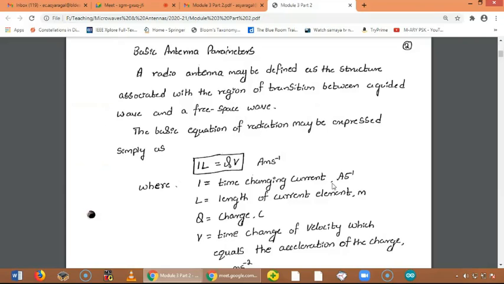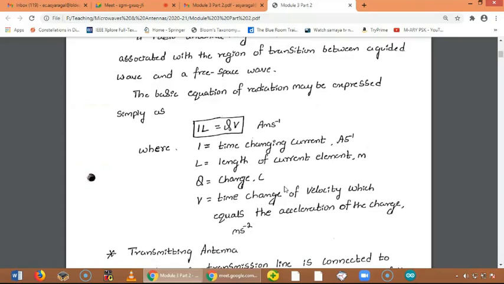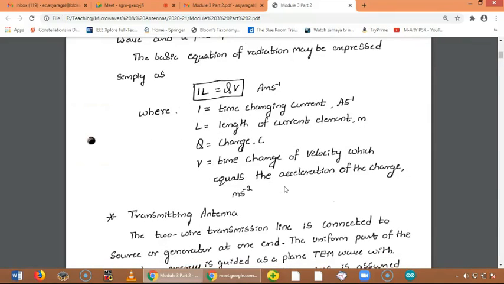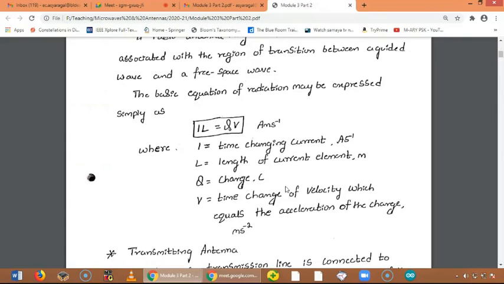So antenna is basically a region of transition between a guided wave and a free space wave. Usually this has an equation IL = Qv, where I is the time-changing current, L is the length of the current element, Q is charge, and v is the time change of velocity, which equals the acceleration of the charge. This is the very basic radiation equation we use to understand the radiation generated by a particular antenna. Radiation equation: IL = Qv.